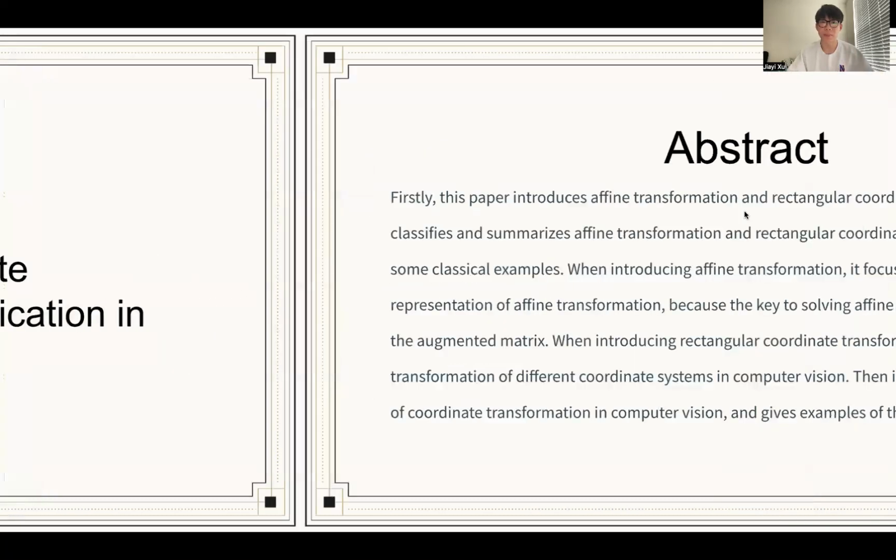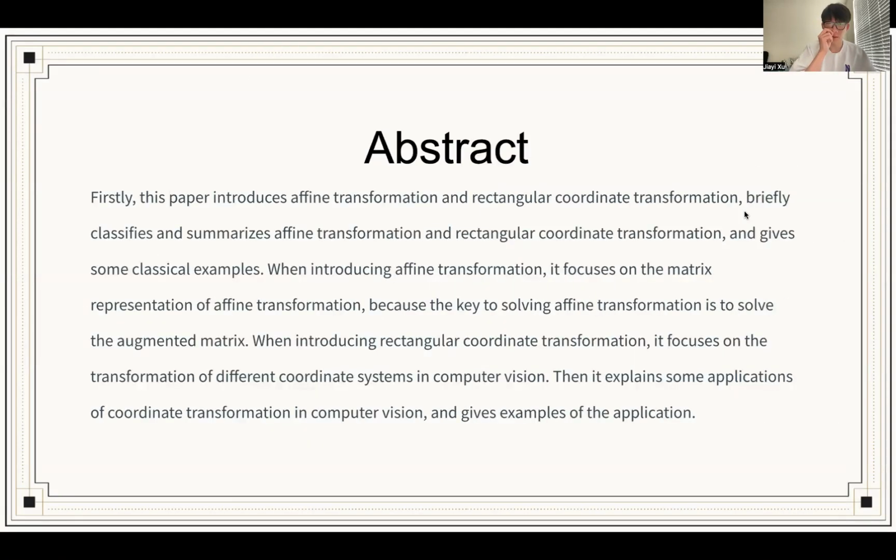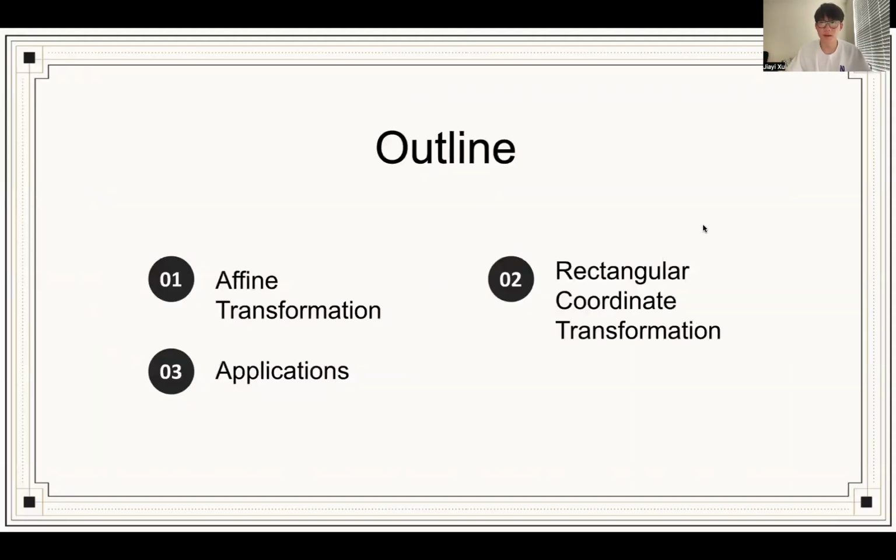So let's start now. First, the abstract. This paper covers affine transformation and rectangular coordinate transformation. I will briefly summarize the affine transformation and rectangular coordinate transformation, and give some classical examples. The outline of my presentation: first talk about the affine transformation, and then the rectangular coordinate transformation.